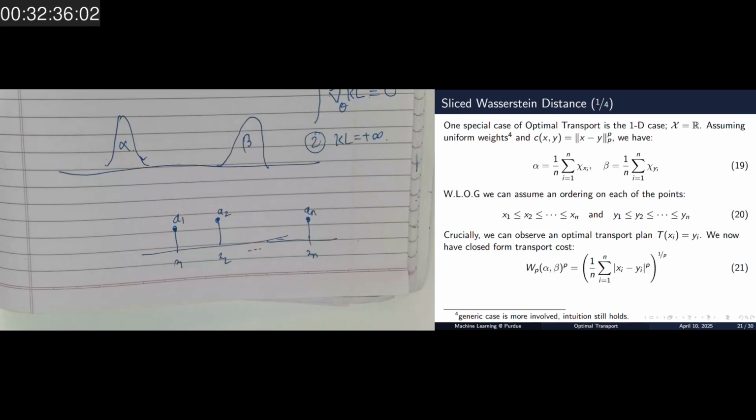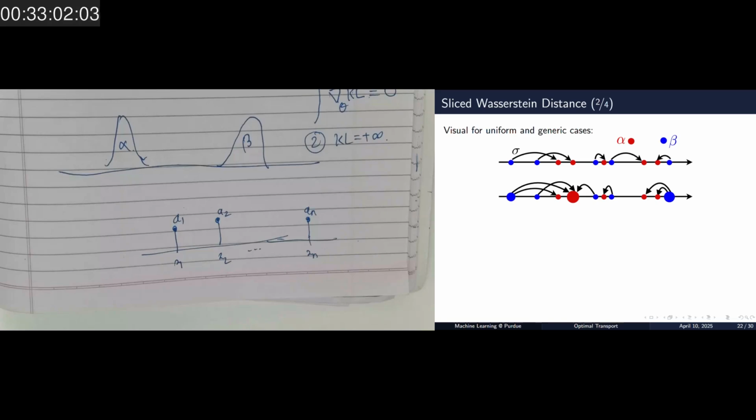Alright, so now we have a closed form transport cost. Closed form in quotations, because we still are performing the sorting operation, but we can compute the p-Wasserstein distance directly like this for the one-dimensional case. So this reduces optimal transport to a sorting problem, which can be solved in n log n, which is awesome.